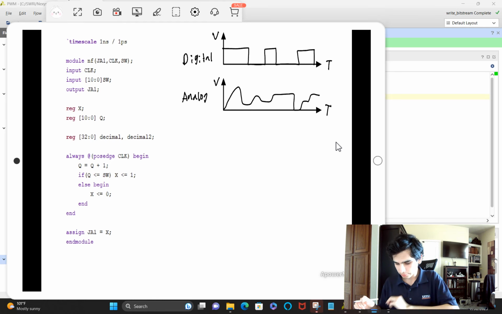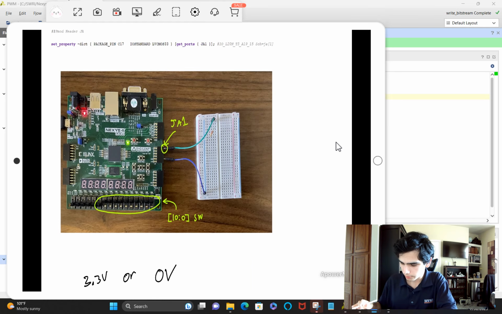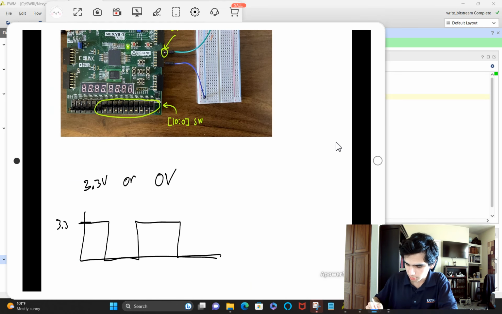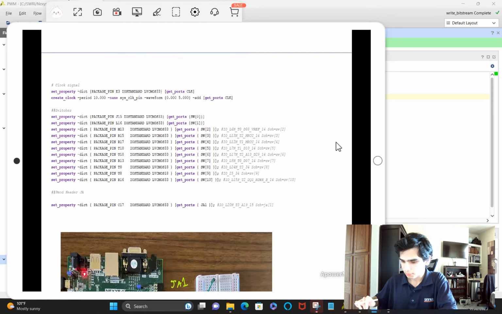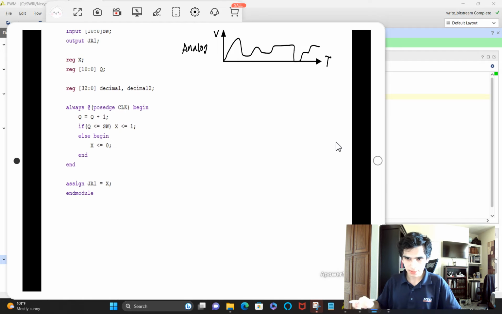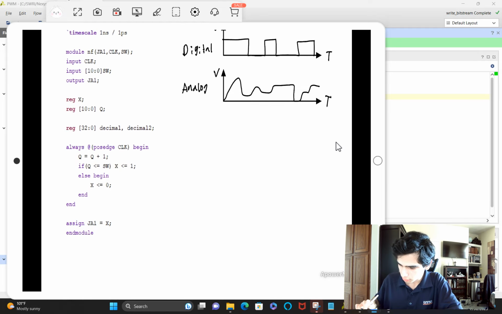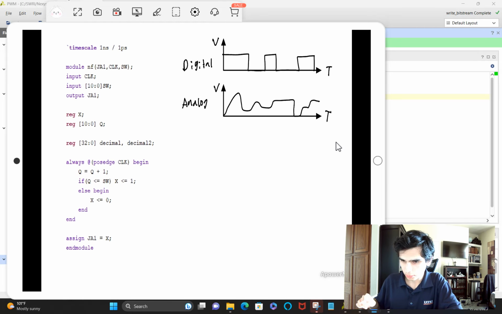You might be asking yourself, how do you output something that's in between that value? Like, how would you do just a constant 1.6 volts? Well, the way you do that is with pulse width modulation. Essentially, you only have it on for some time and then turn it off for the rest of the time.